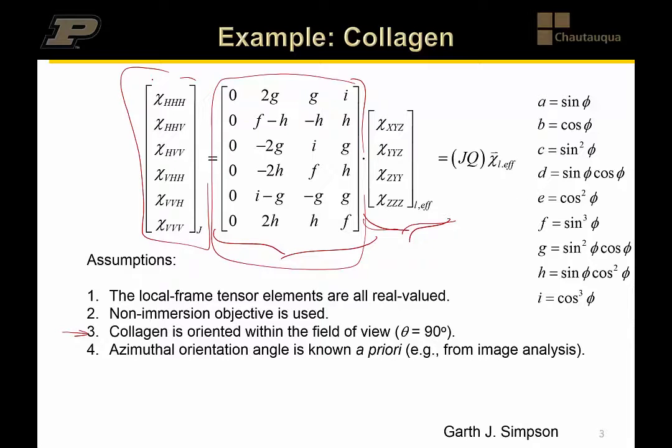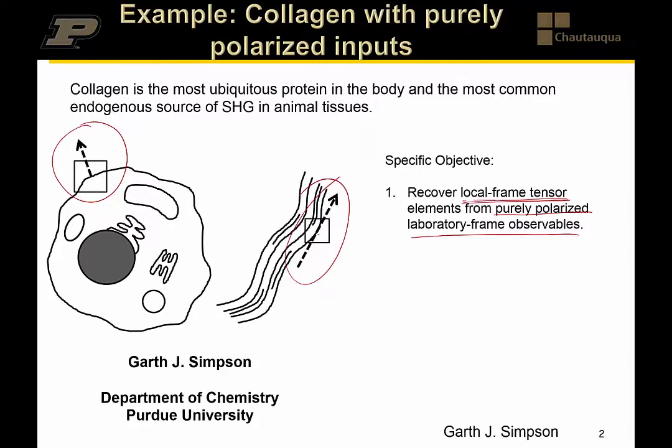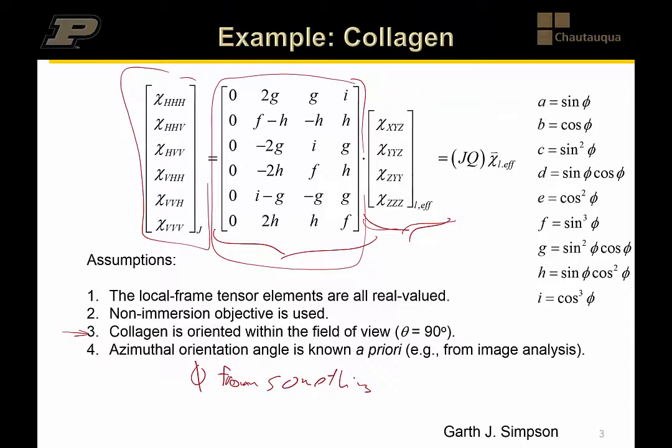We're also going to assume one more thing, that we know phi. We know phi from something. The most obvious way to know phi is to use image analysis. If you have a fiber, as in this image, you can get a pretty good estimate of phi just based on analysis of the image. And phi is defined relative to the horizontal axis, just to be clear. That is the orientation angle phi that we're describing in this analysis.